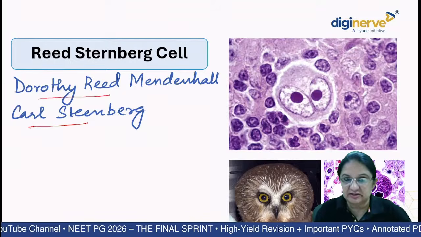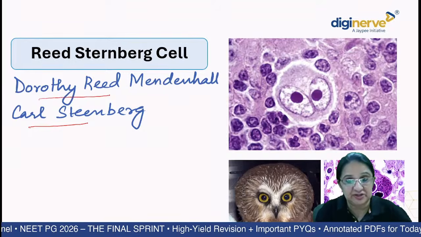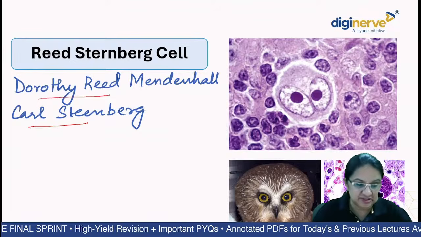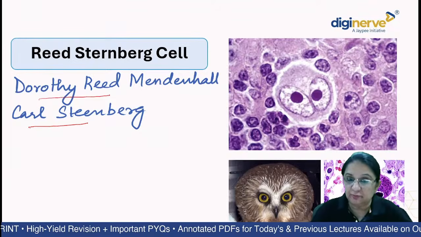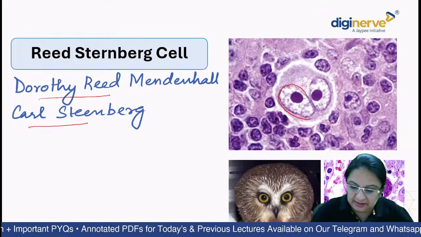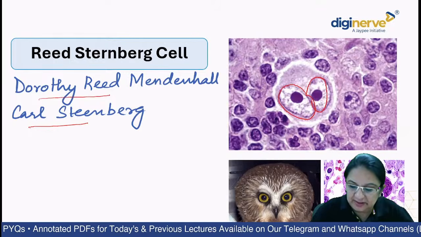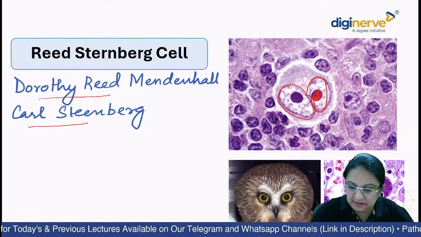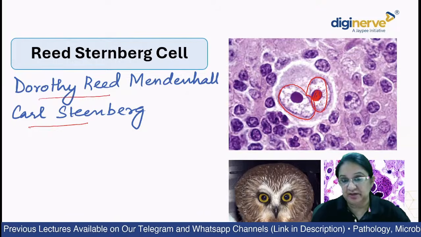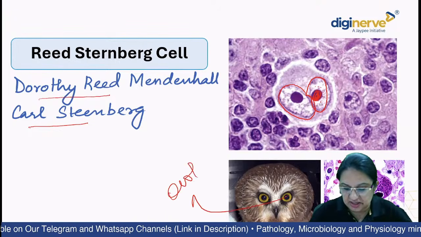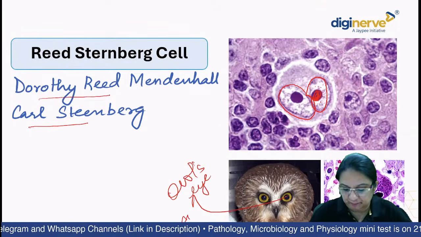What is the Reed-Sternberg cell? Its cell of origin is the B lymphocyte, the B cell. And how does it appear? It is one, two, or multinucleated with a pink eosinophilic nucleolus and a perinuclear halo, giving it an owl's eye appearance.